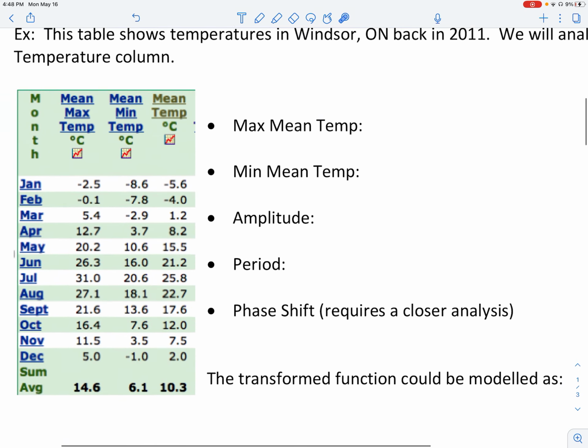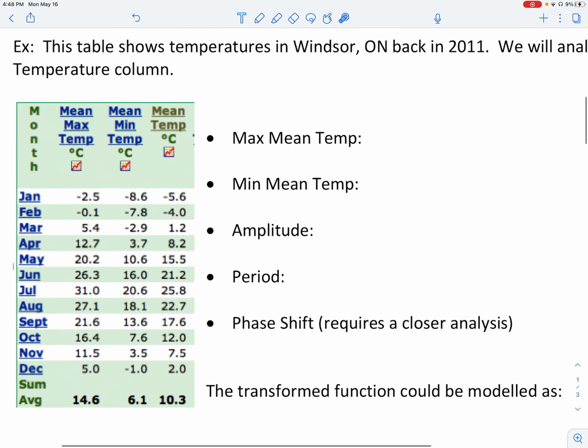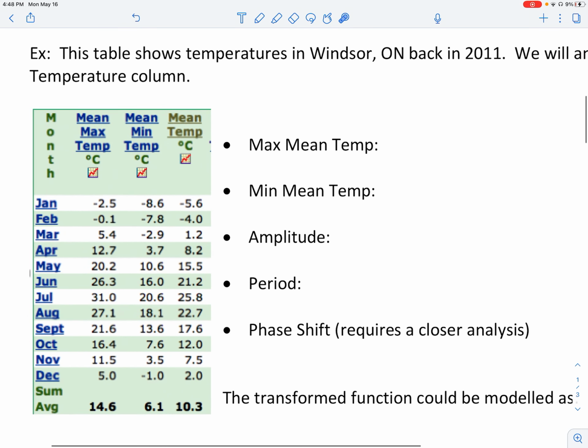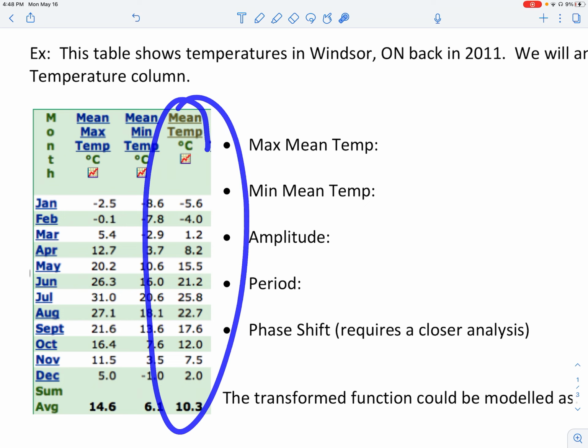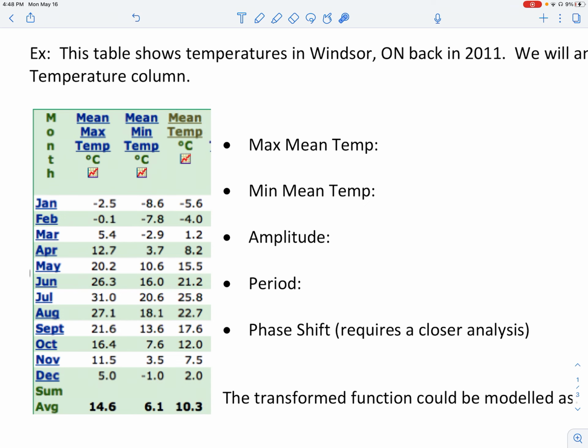Okay, let's do an example. So this table shows the temperature in Windsor, Ontario back in 2011. We will analyze the mean temperature column, so we'll analyze this last column here on the right. We can see all the months are listed here, and the mean temperature is the average temperature for each month. We want to come up with an equation that's going to model the temperature versus time, or versus the month, for that year.